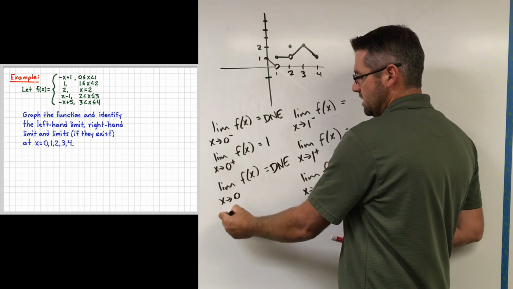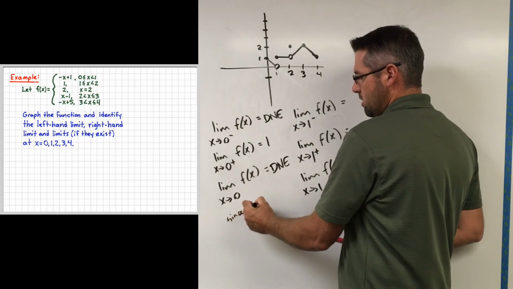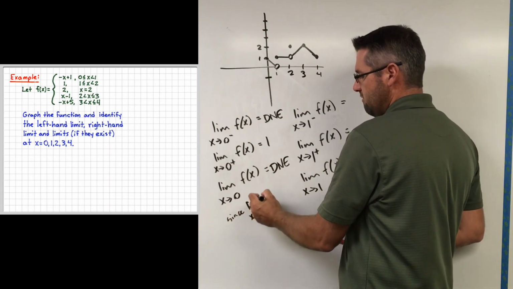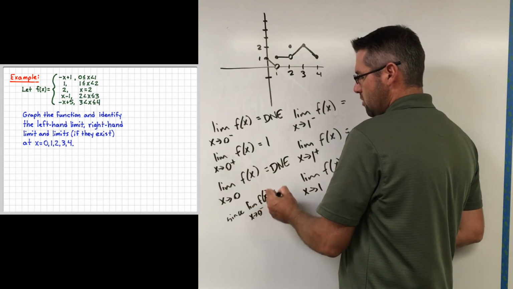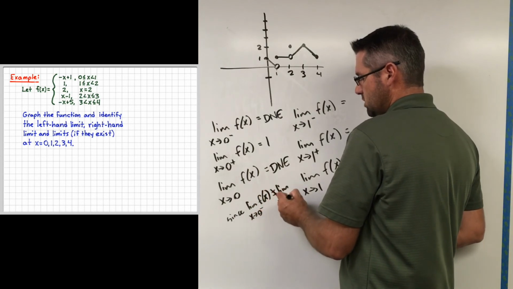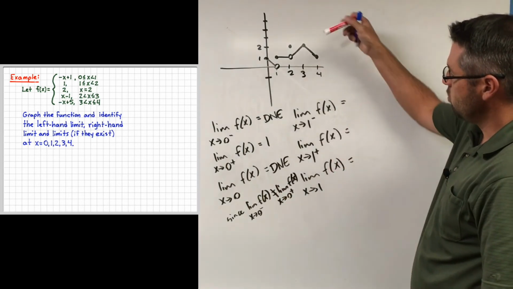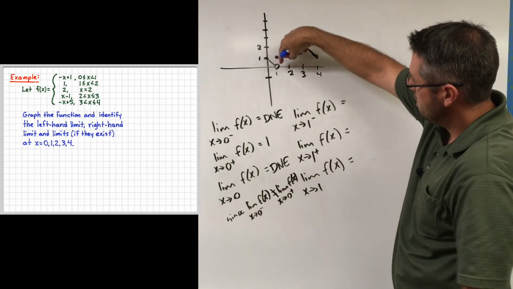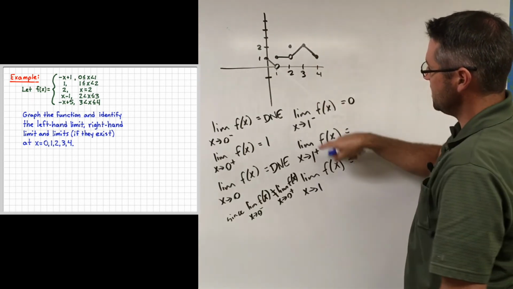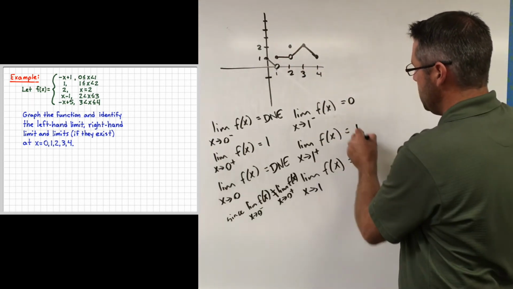And we would say since the limit as x approaches 0 from the left does not equal the limit as x approaches 0 from the right. Okay. Now the limit as x approaches 1 from the left is 0. The limit as x approaches 1 from the right is 1.